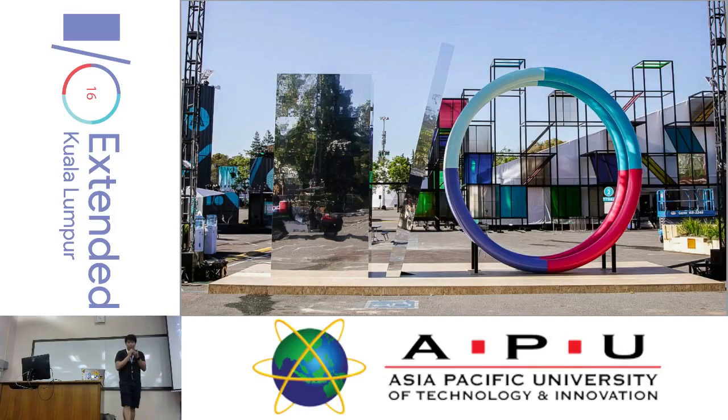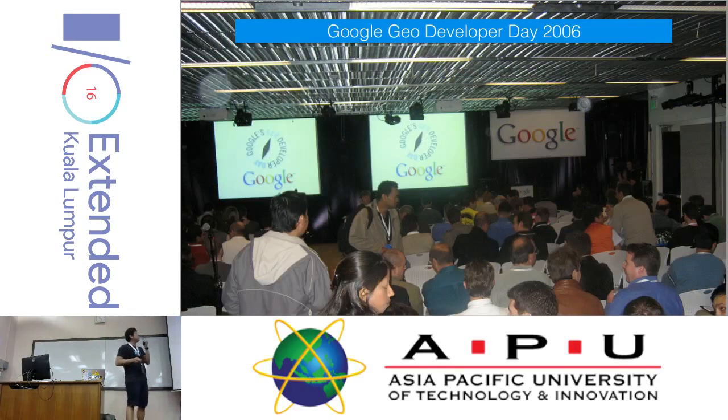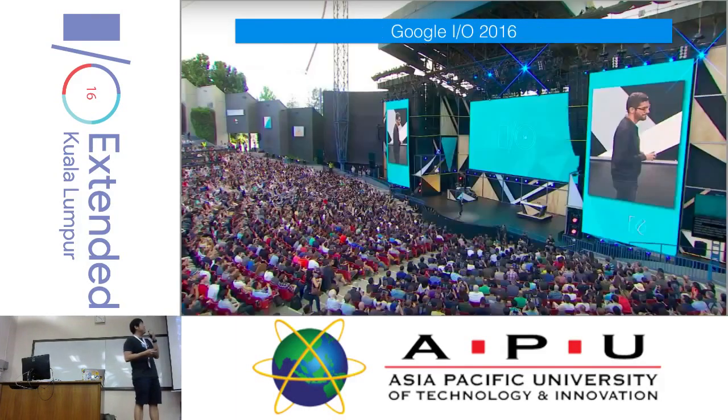So we started off with I/O. At that time, it was not called I/O. It was called Google Geo Developer Day at 2016. And that was it. Everyone flocked into Google Campus cafeteria and listened about the new geolocation API. So it's a very humble beginning. And this year it became this: 2016 Google I/O at Mountain View Campus. And this was one of the largest events that Google has actually organized and put together.